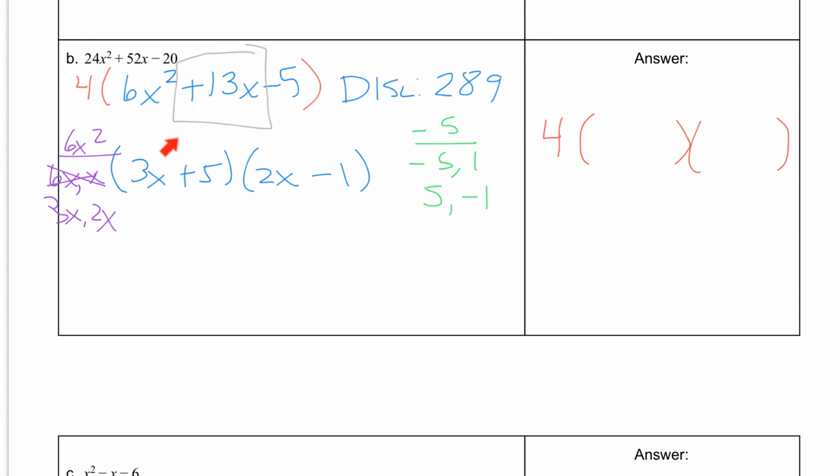And if we multiply, 3x times 2x gives us my 6x squared. 3x times negative 1 is negative 3x. 5 times 2x is going to give me 10x. And 5 times negative 1 is negative 5. If I take a look at the middle term, negative 3 plus 10 gives me 7 and not 13. So let me try to reverse these around.